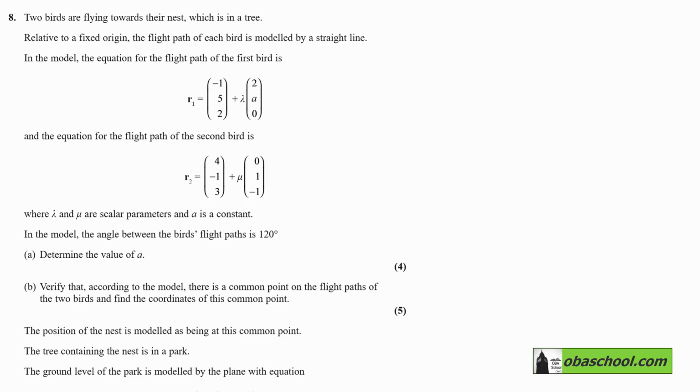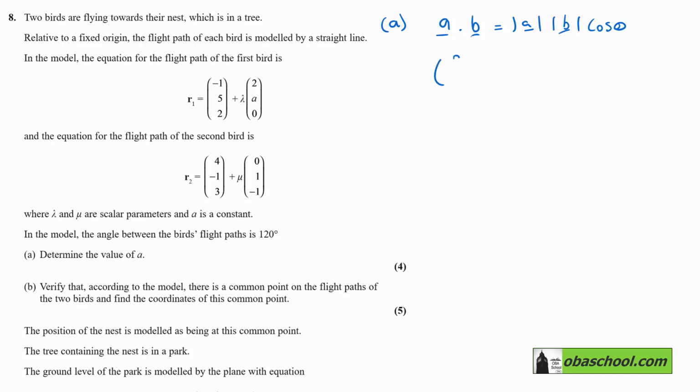In the model, the angle between the bird's flight paths is 120 degrees. Determine the value of a. So what we're going to be using here is that a dot b is mod a, mod b cos theta, where theta is the angle between the two vectors.